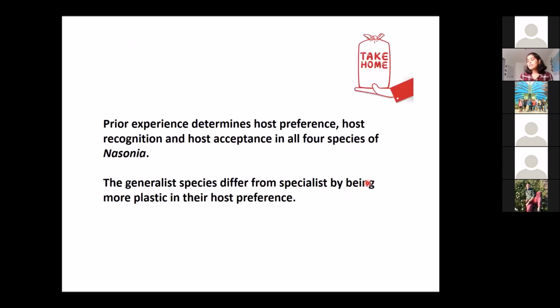So the final take-home message from my experiment is prior experience seems to play a big role in their host preference and host recognition, and also in the host acceptance in all the 4 species of Nasonia that I tested. And the generalist species differ mostly from the specialist species by being more plastic in their host preference. And we did not see any difference in the effect of prior experience in their host preference in the specialist species.